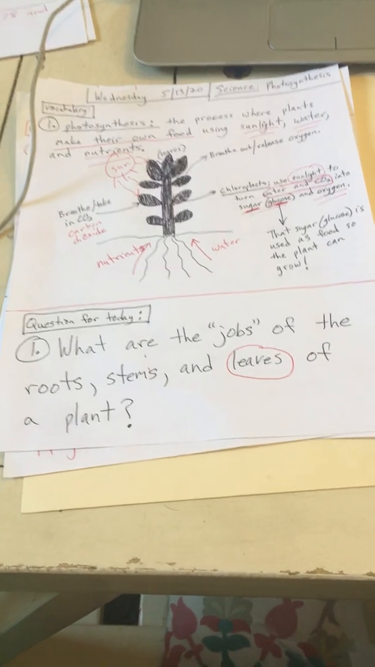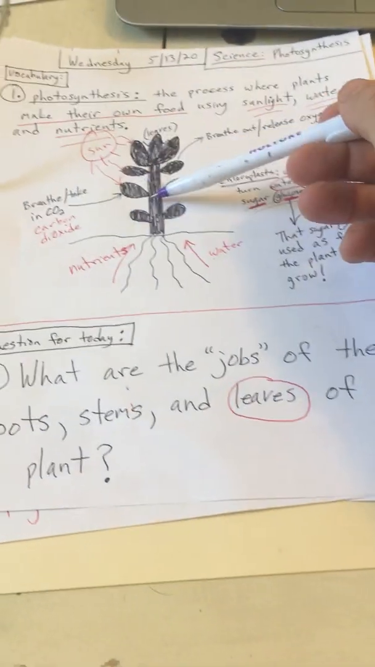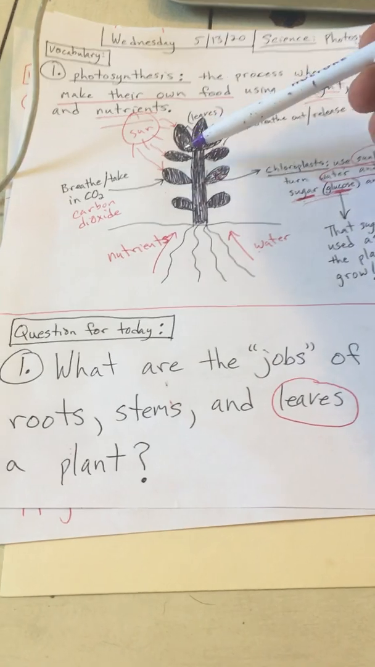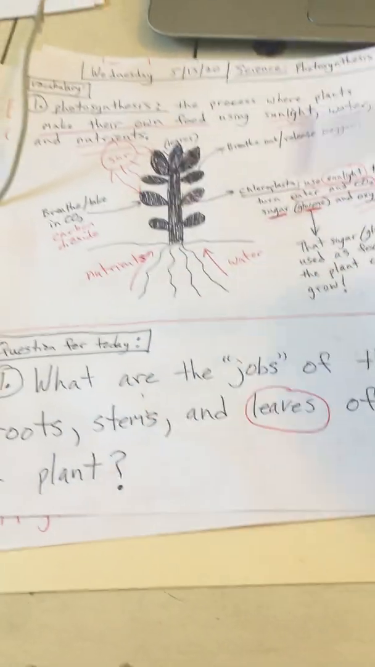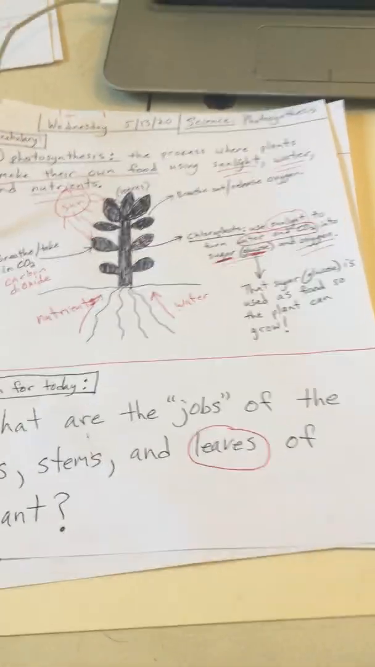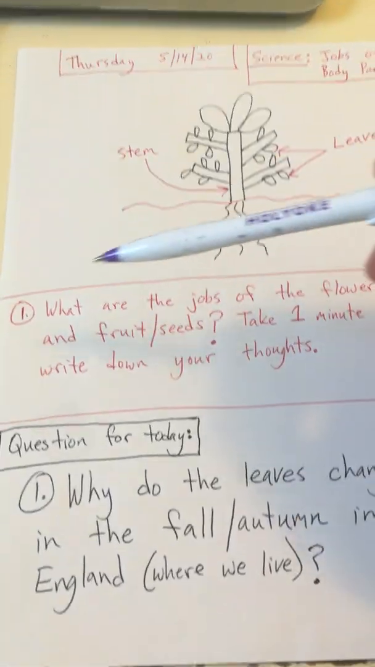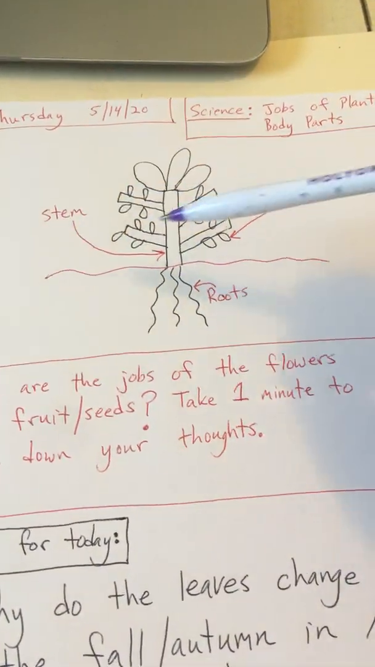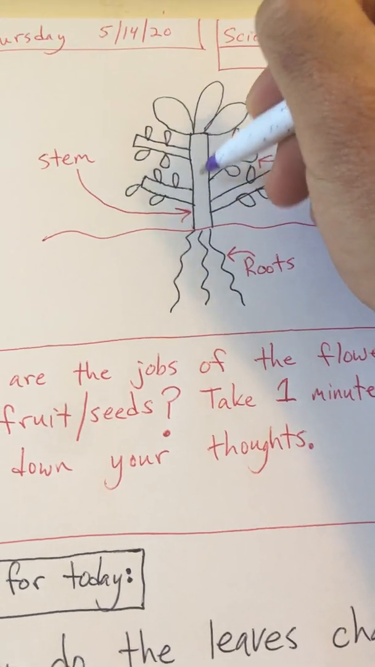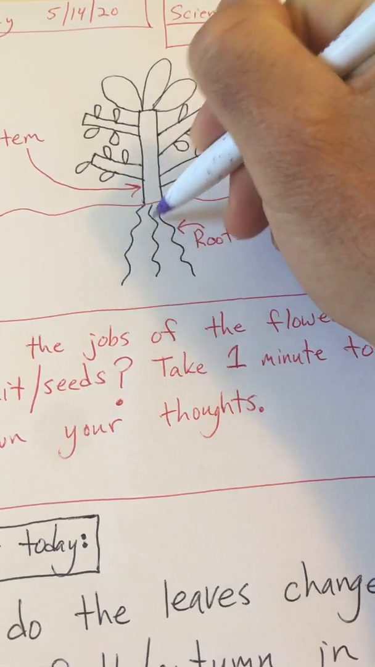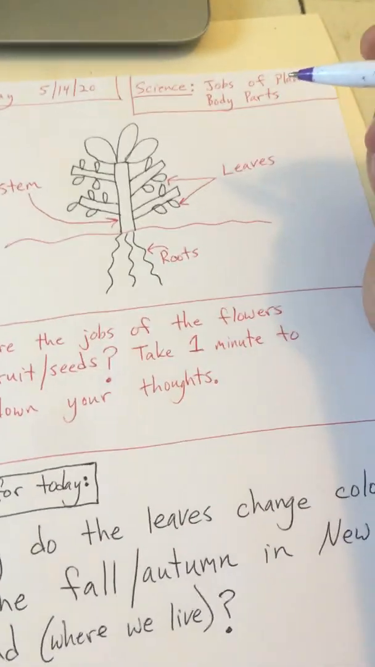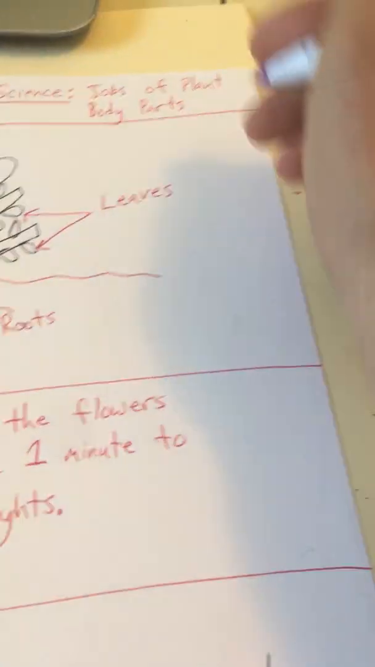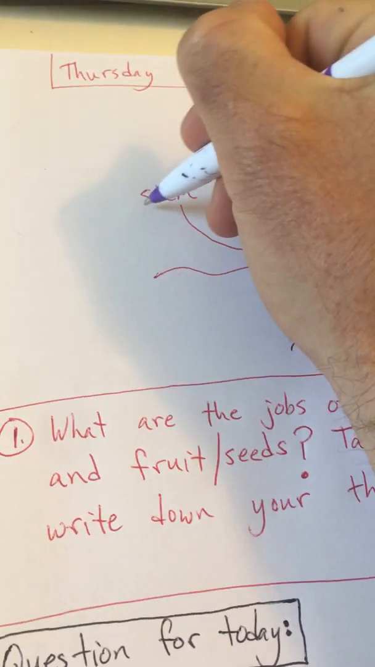Okay, so I gave you this question. It said, what are the jobs of the roots, stems, and leaves of a plant? And we just talked about how the leaves are responsible for photosynthesis. That's what happens in the leaves, which allows them to feed themselves. All right, so let's look at my diagram from today. Here's the stem. It has roots. Those are the roots that are underground. And it has leaves. Okay, so we're going to list what are the jobs of those three body parts of the plant.